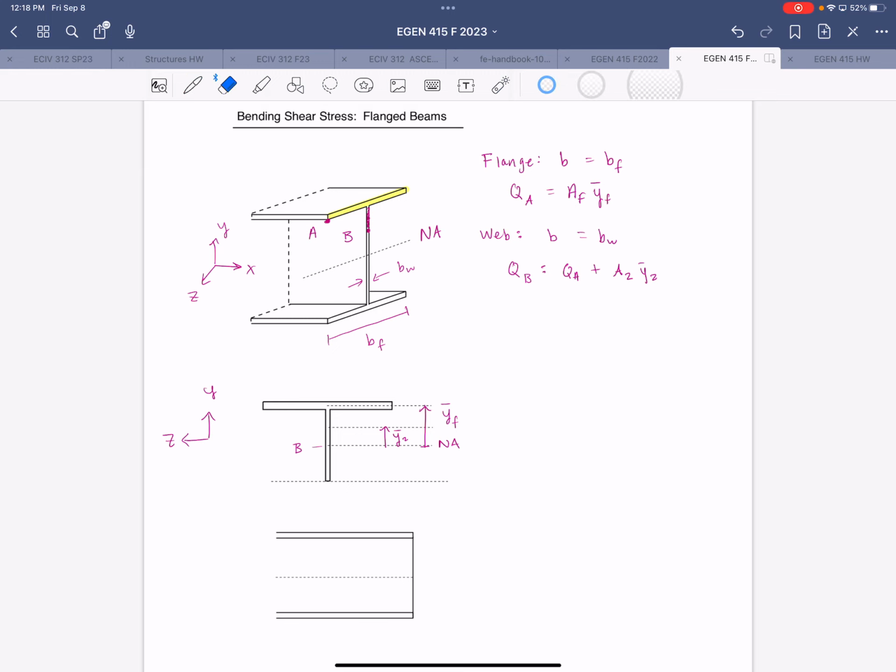Okay, so sorry, I misread my own notes. The neutral axis is way down here. My apologies for any confusion there. So YF bar is measured from the neutral axis to there. Y2 is measured from the neutral axis to this point.